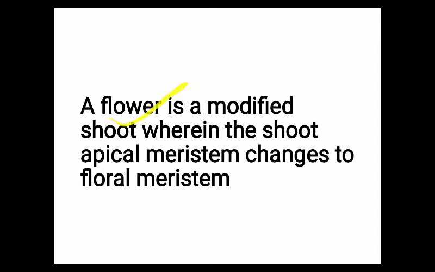So actually, what is a flower? A flower is a characteristic feature of angiospermic plants. There are five different divisions of the plant kingdom: Thallophyta, Bryophyta, Pteridophyta, Gymnosperm, and Angiosperm. Out of these, in which division will we see the presence of flower? Angiosperms show the presence of flower. This flower is a modified reproductive unit of a plant, where the shoot apical meristem changes to floral meristem.